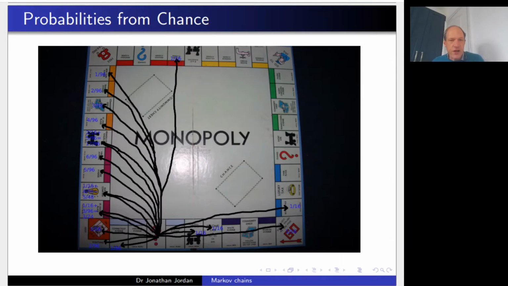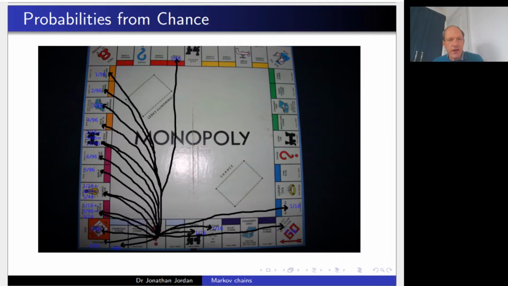Then there are some which we can get to in two different ways. So if you look at, for example, St Charles's Place or the Electric Company, if you look carefully, you can see I've drawn two arrows from the chance square pointing there. And to work out the probability of making one of those moves, we just add up the probabilities we get in the two ways.